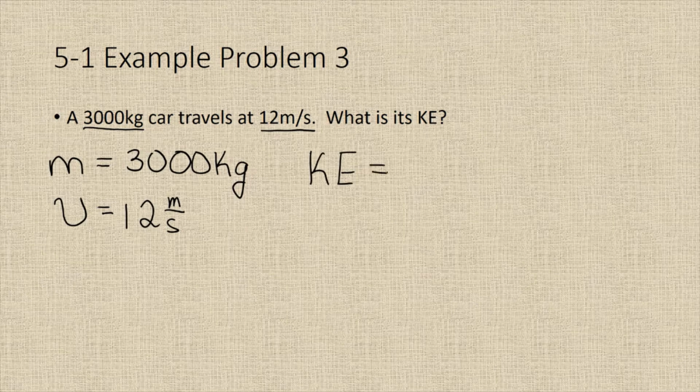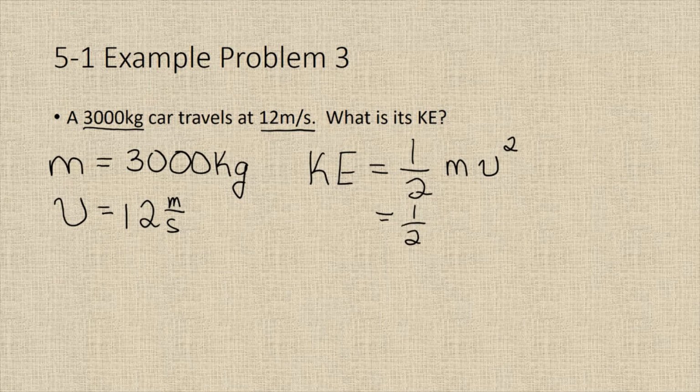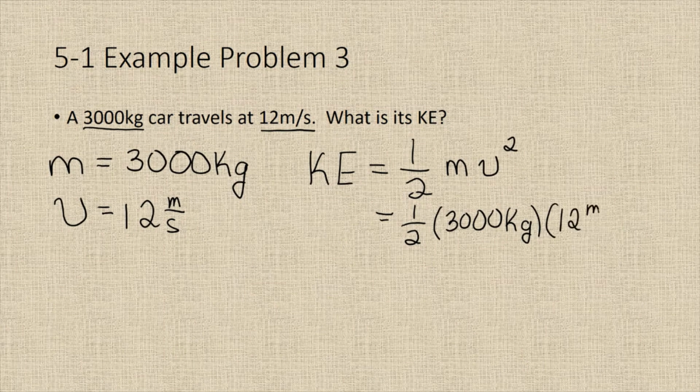This is pretty much just a plug and chug. 1/2 of the mass times the velocity squared. And just like with the last problem, you want to make sure that you square the velocity first. So it's going to be 1/2 times 3,000 kilograms times 12 meters per second, which is squared.